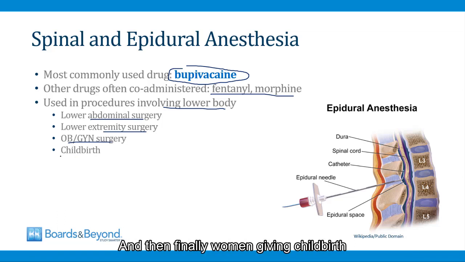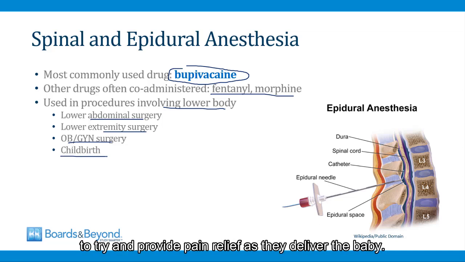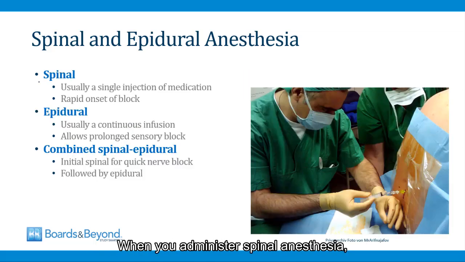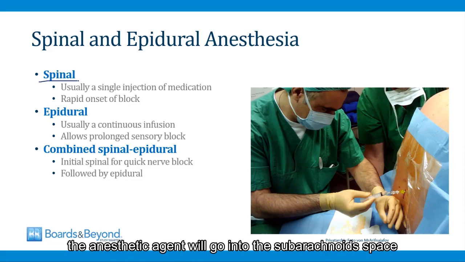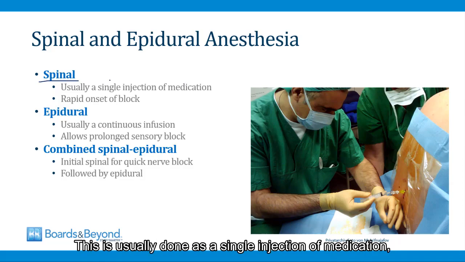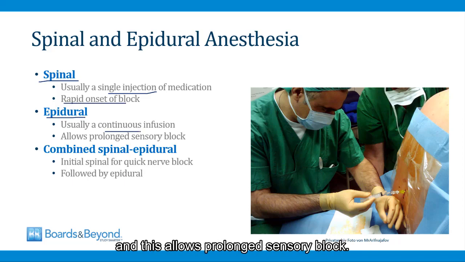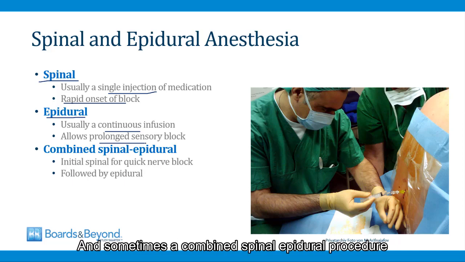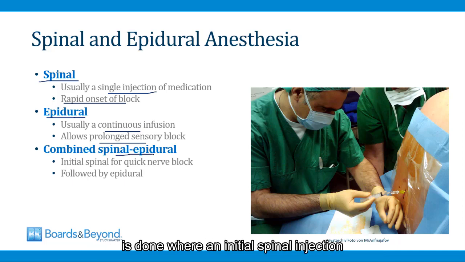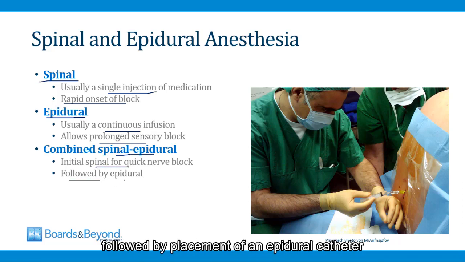And then finally, women giving childbirth by vaginal delivery often receive spinal or epidural anesthesia to try and provide pain relief as they deliver the baby. When you administer spinal anesthesia, like I said before, the anesthetic agent will go into the subarachnoid space and enter the cerebrospinal fluid. This is usually done as a single injection of medication, and it provides a very rapid onset of block. An epidural is usually a continuous infusion, and this allows prolonged sensory block. And sometimes a combined spinal epidural procedure is done, where an initial spinal injection is made for a quick nerve block, followed by placement of an epidural catheter for continuous infusion of a local anesthetic.